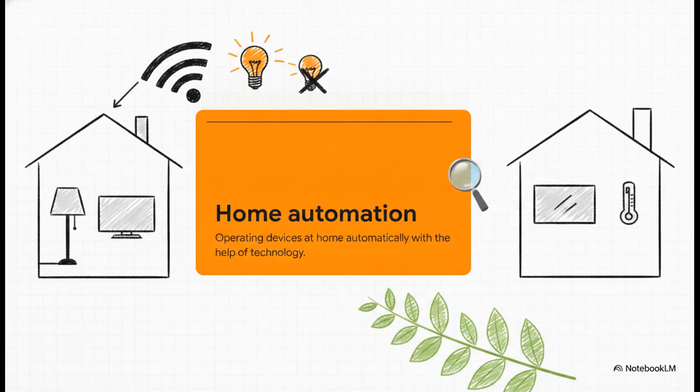The solution we're after is home automation, which is operating devices at home or school automatically with the help of technology. Think back to our empty classroom. Imagine if that room was equipped with an automated power system hooked up to a motion sensor. The system essentially thinks for itself. It recognizes when no one is left in the room, and when zero motion is detected, bam, it automatically turns off the lights. It's an incredibly simple technological tweak, but it saves energy, cuts costs, and is a perfect example of how we can bring modern efficiency into everyday buildings.